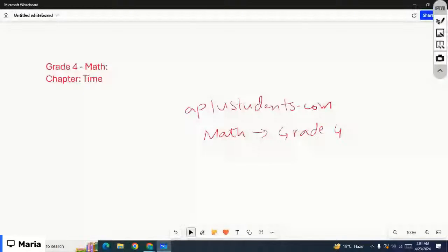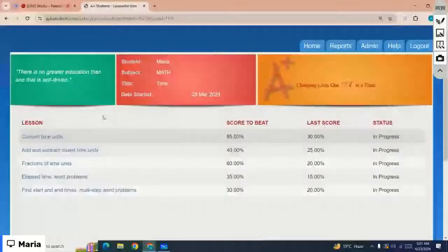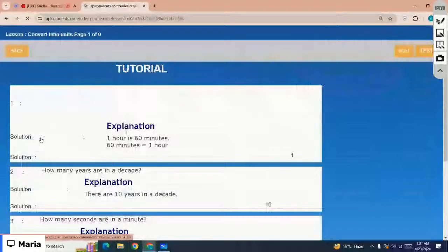Here I'm on grade 4 math. The chapter we are on right now is time. Let's just start with the first lesson, that is convert time units. Let's just start with the lesson. Okay, 60 minutes equal how many hours? 60 minutes equal 1 hour, right?